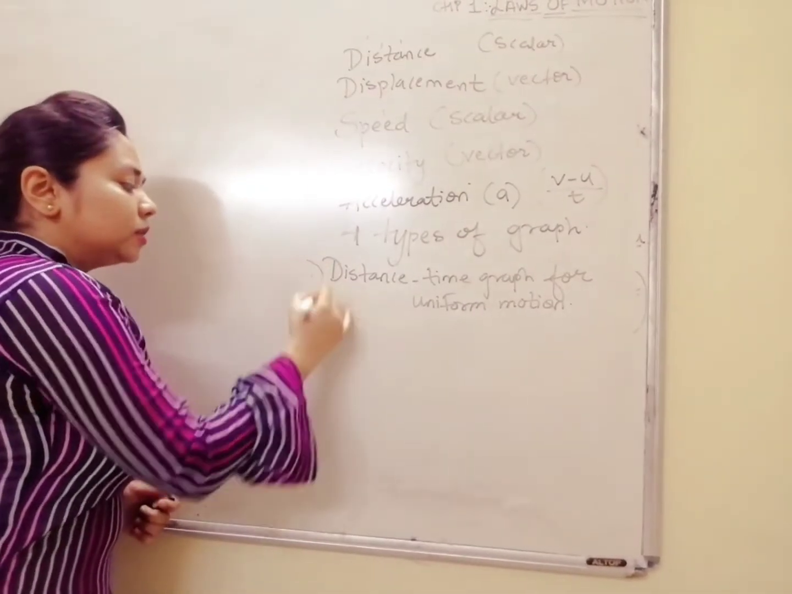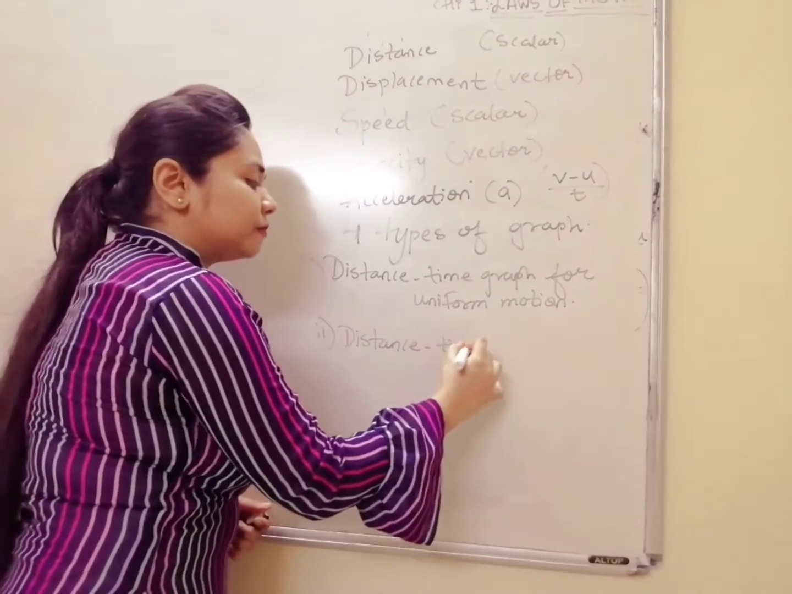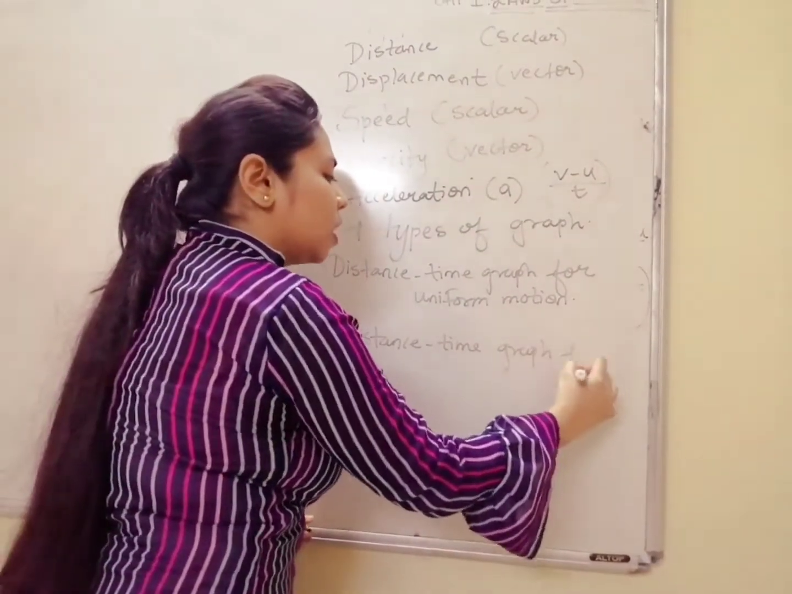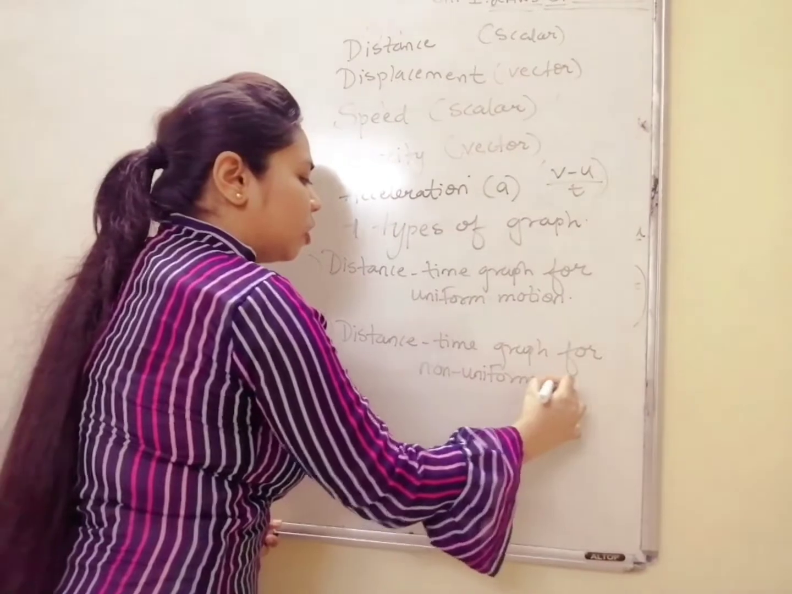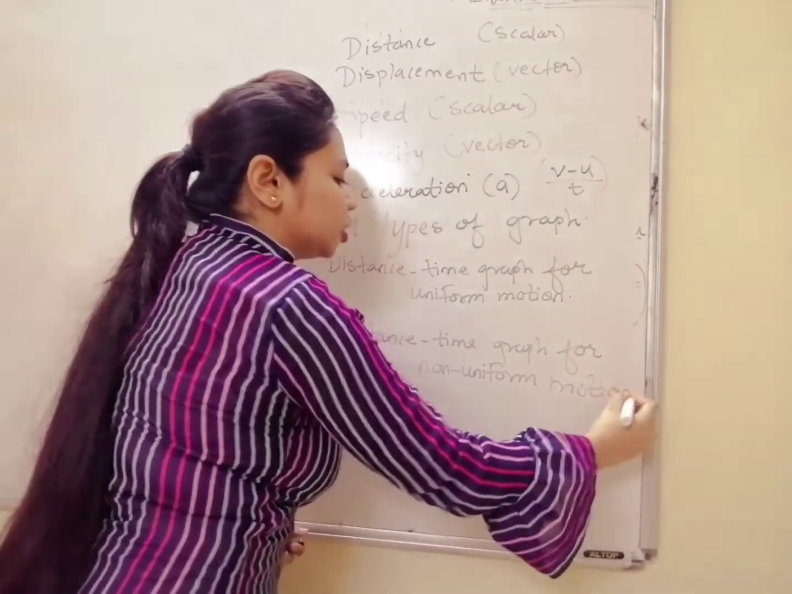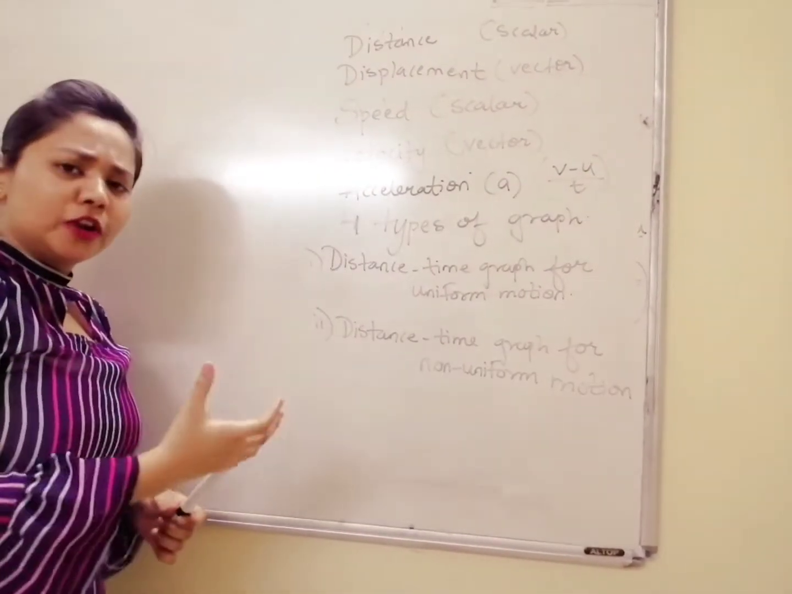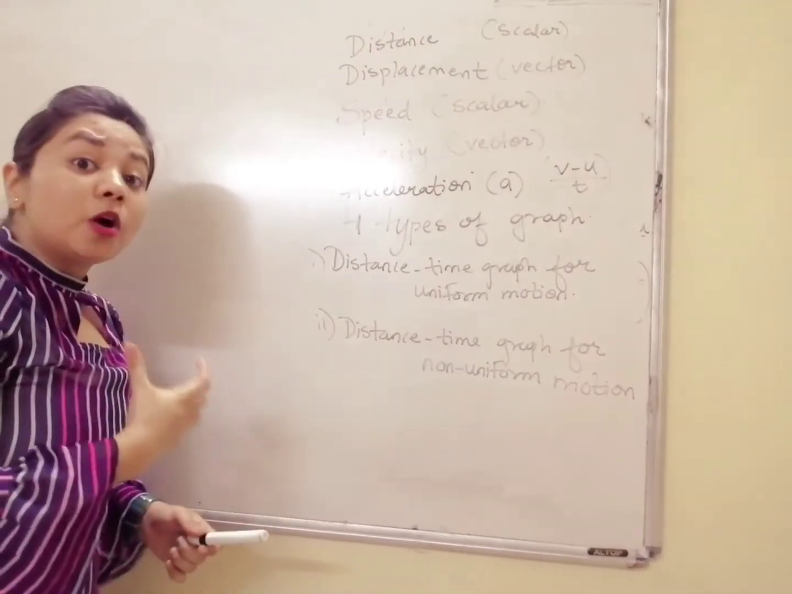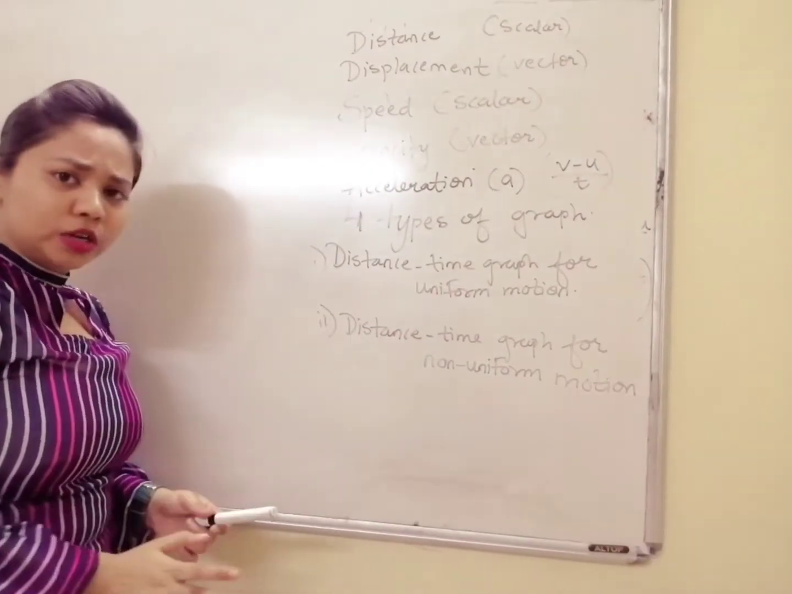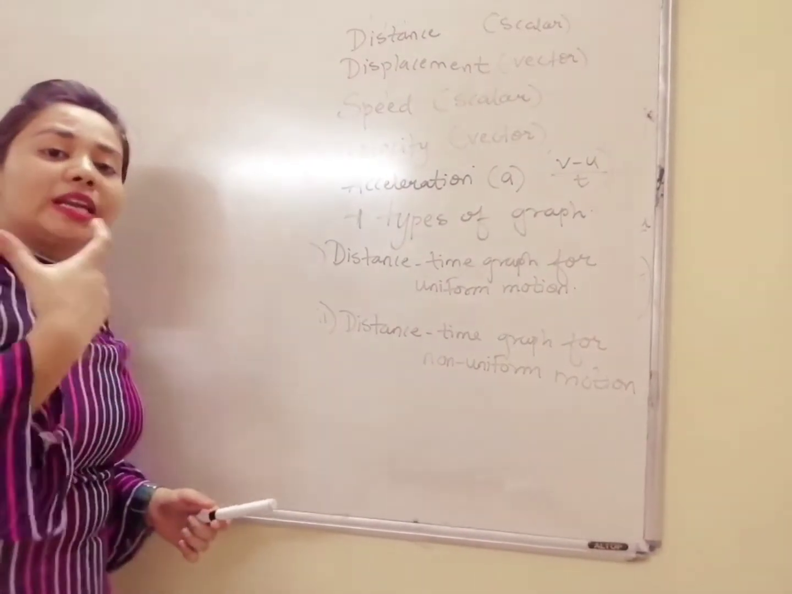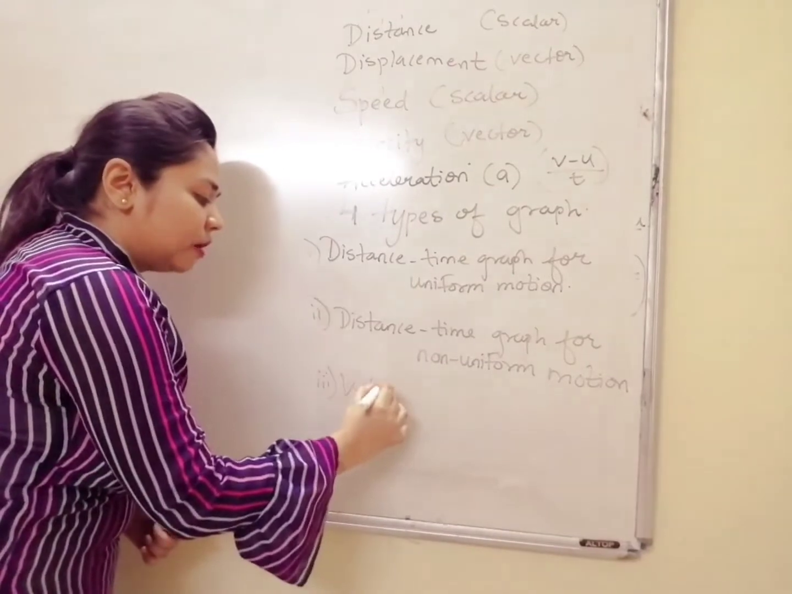Then we studied the second graph, that was the distance time graph for non-uniform motion. In uniform motion, I told you, whenever there is a graph of uniform velocity or uniform acceleration, it will always be a straight line graph. It may or may not pass through the origin, but it will always be a straight line only. The third we studied was the velocity time graph.